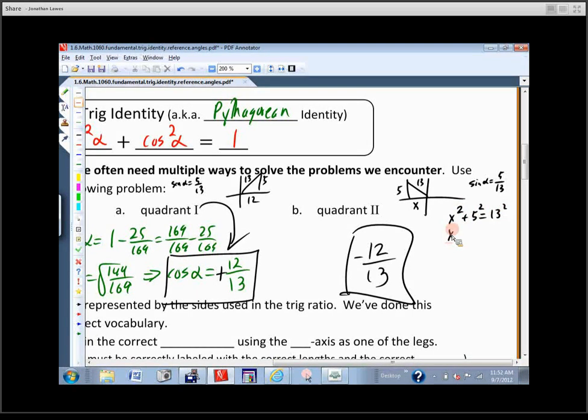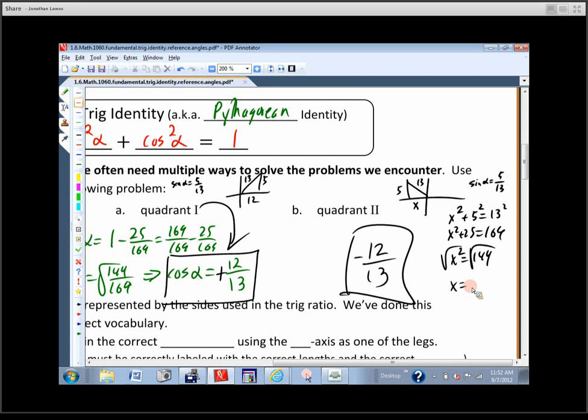So this is going to be x squared plus 25 equals 169. So that's x squared equals 144 once I subtract. Then I take the square root. Notice I run into the exact same issue. And really what we're doing is, remember, that's the Pythagorean identity.